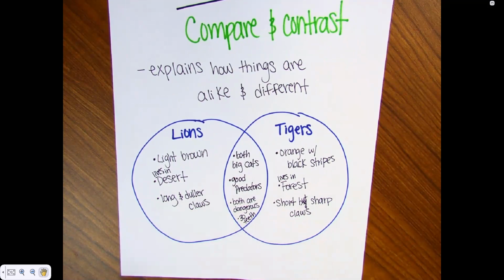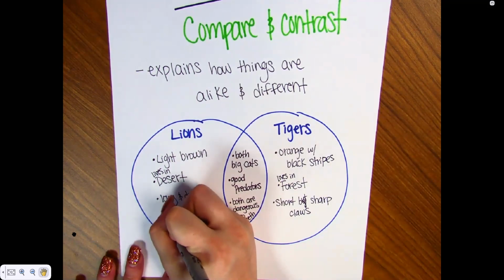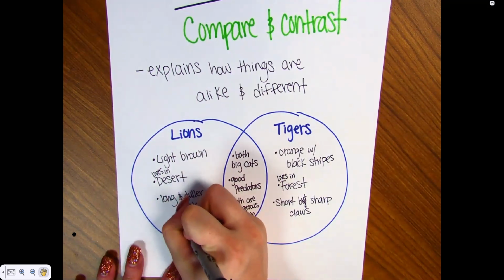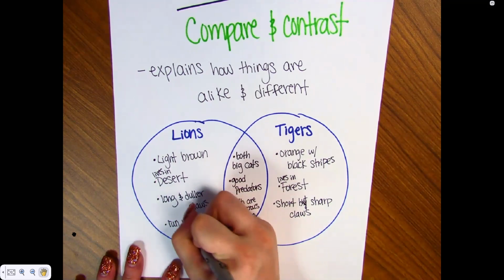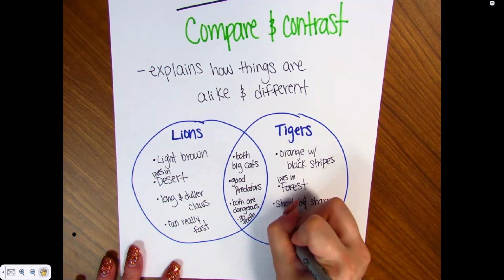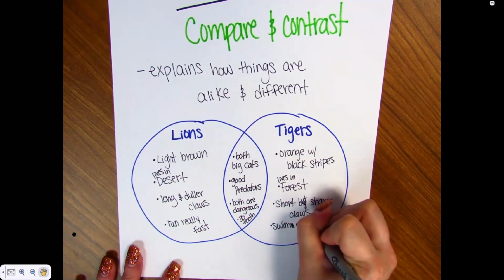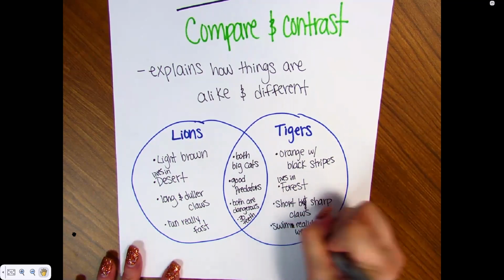Katya, you got one more? Tigers can swim really good and the lions can run really. So the lion can run really fast, and the tiger can swim really well.